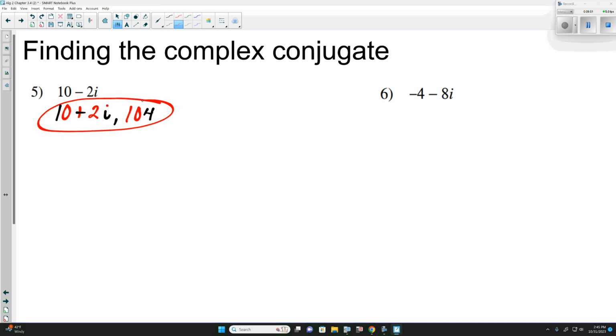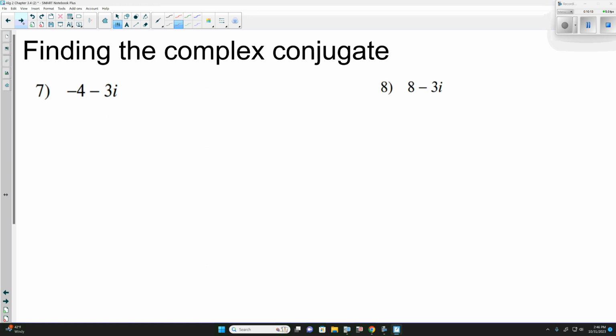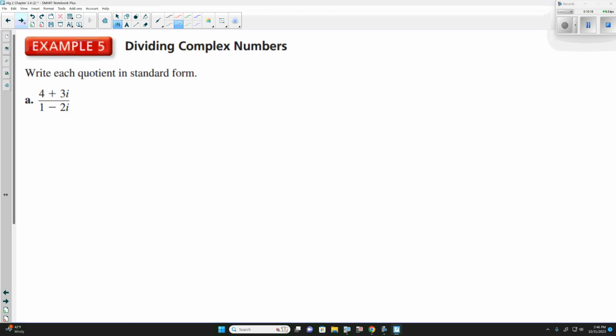Let's see, negative 4 minus 8i, negative 4 plus 8i. Do you agree? And I think we feel good with these here, yes?